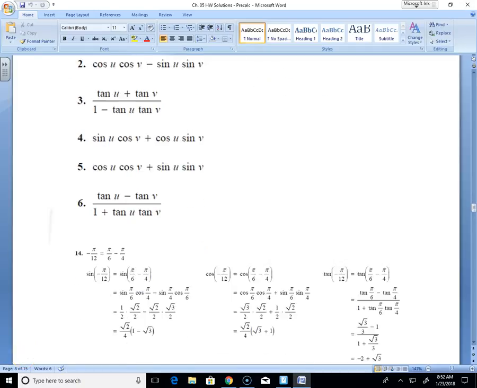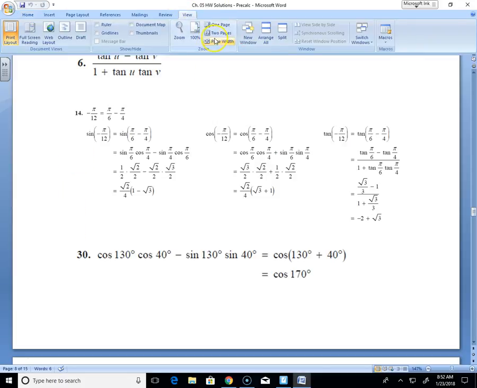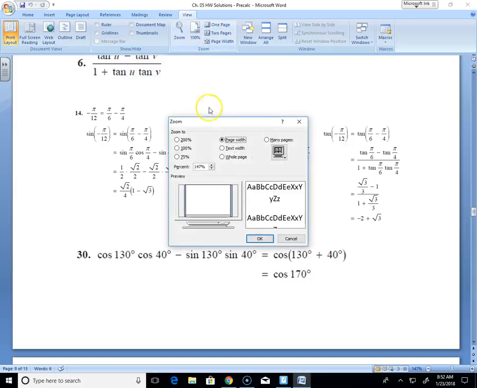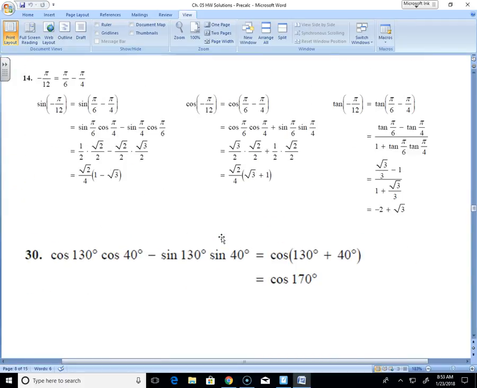1 through 6 going in formulas. Number 14, super tiny. Oh my. You were supposed to find sine, cosine, and tangent of negative pi over 12, which was impossible with the unit circle unless you used their trick or their clue, which was very, very similar to the first example we did in our notes.